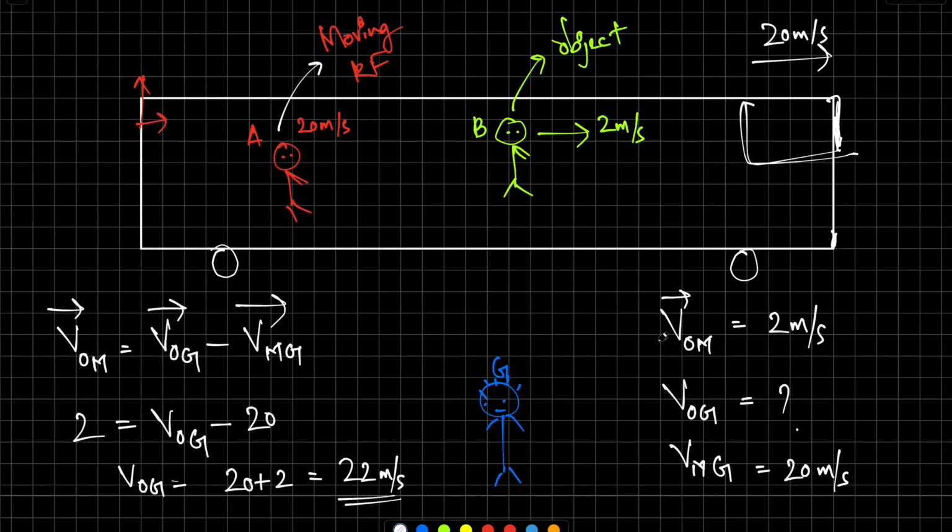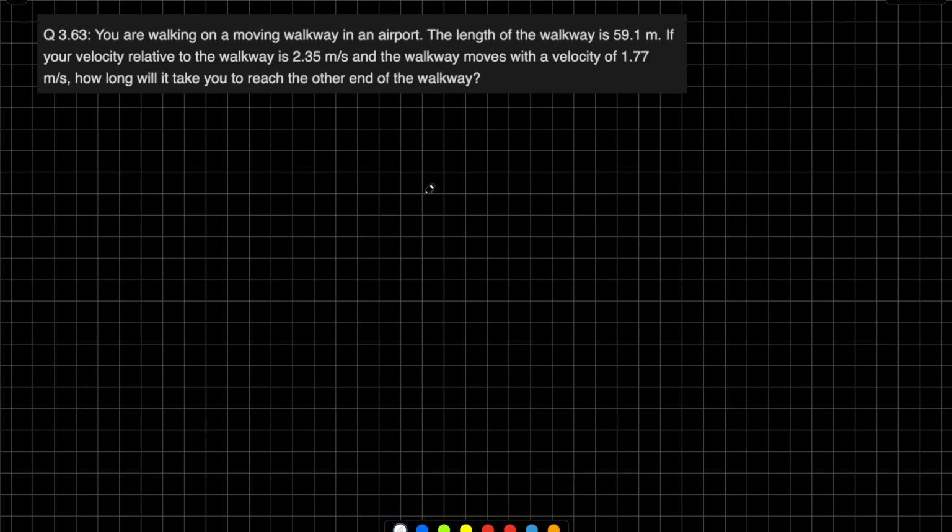Okay, let's do a problem now. You are walking on a moving walkway in an airport. The length of the walkway is 59.1 meters. If your velocity relative to the walkway is 2.35 meters per second and the walkway moves with a velocity of 1.77 meters per second, how long will it take you to reach the other end of the walkway?